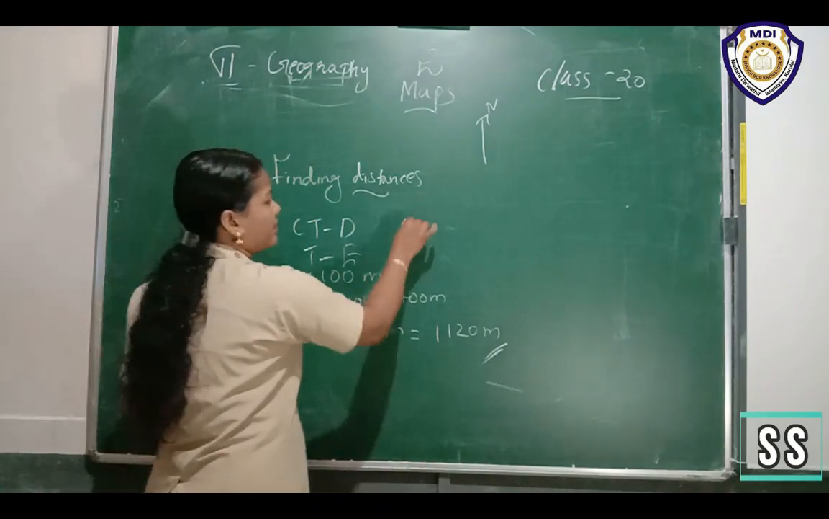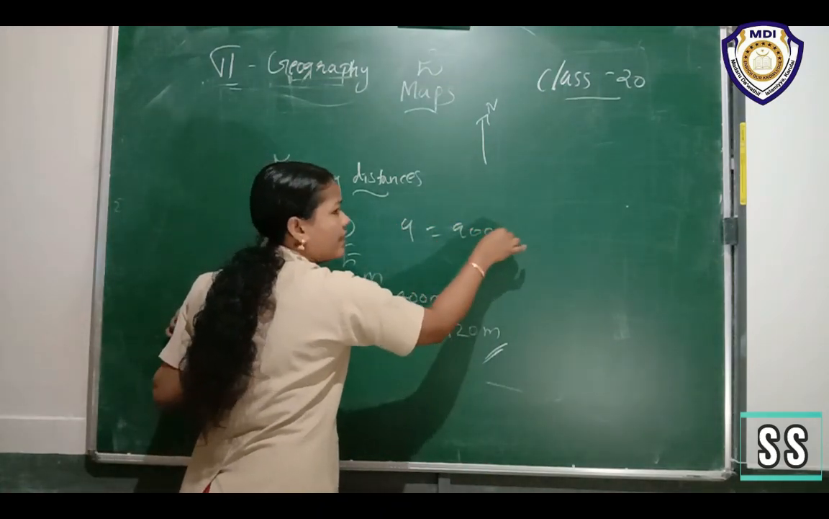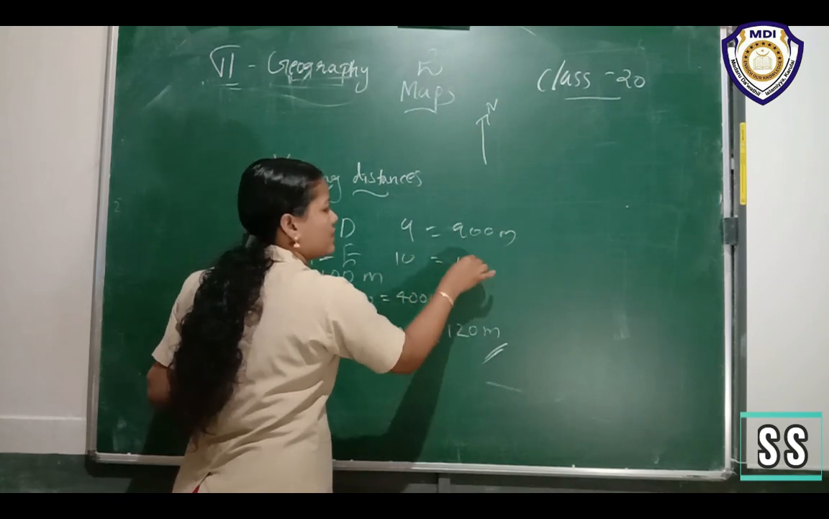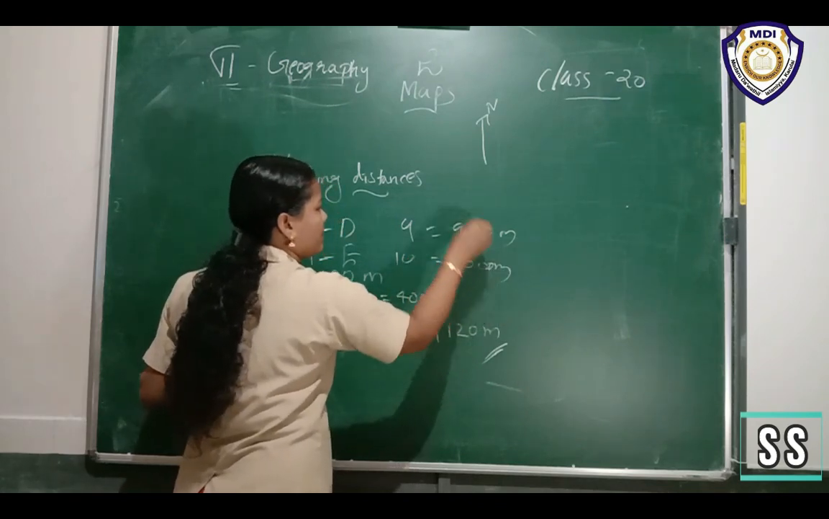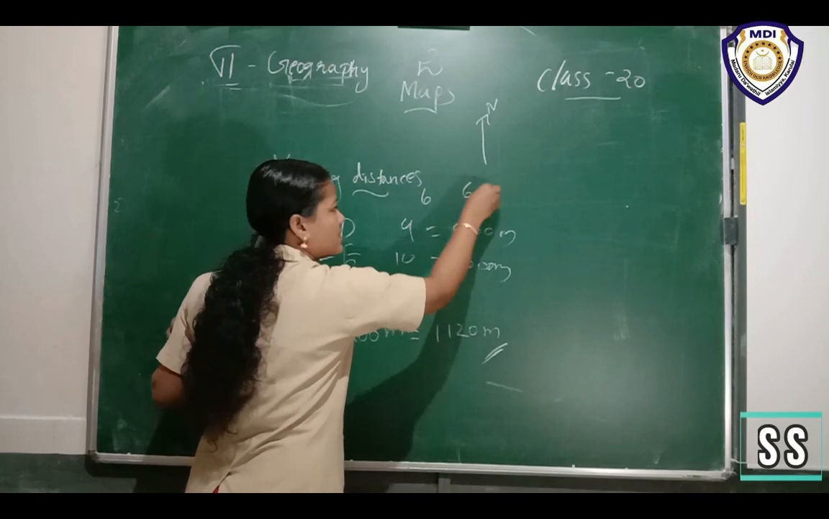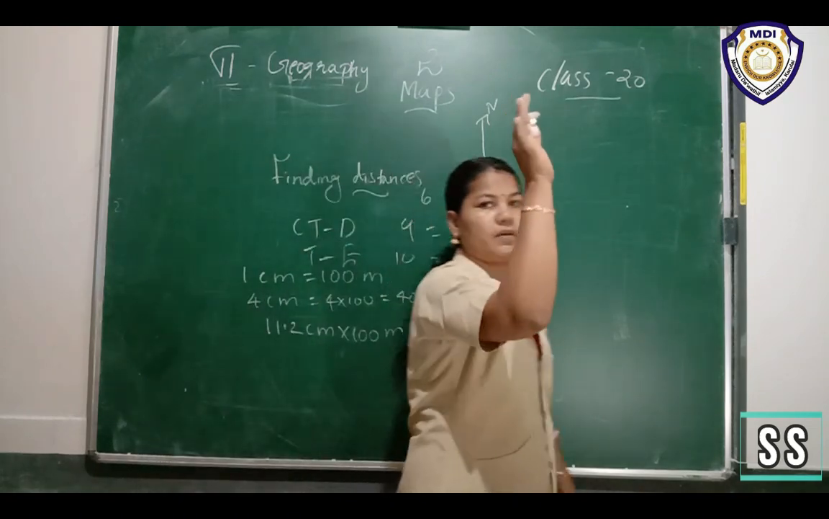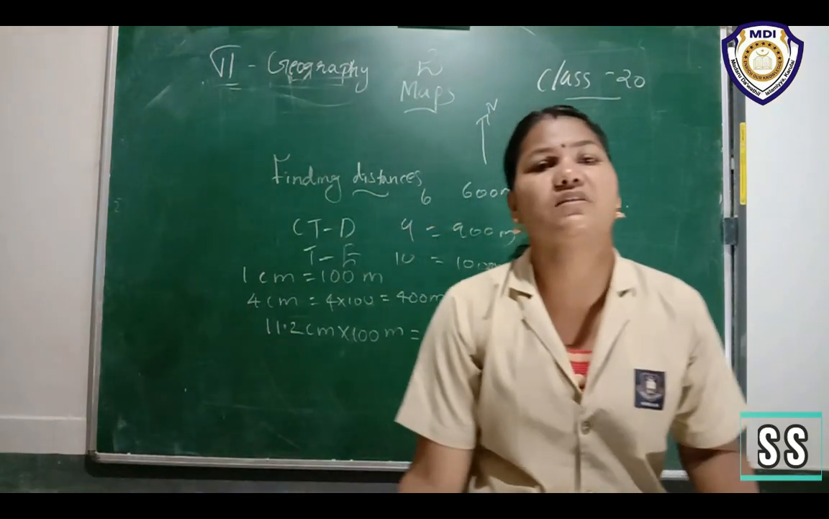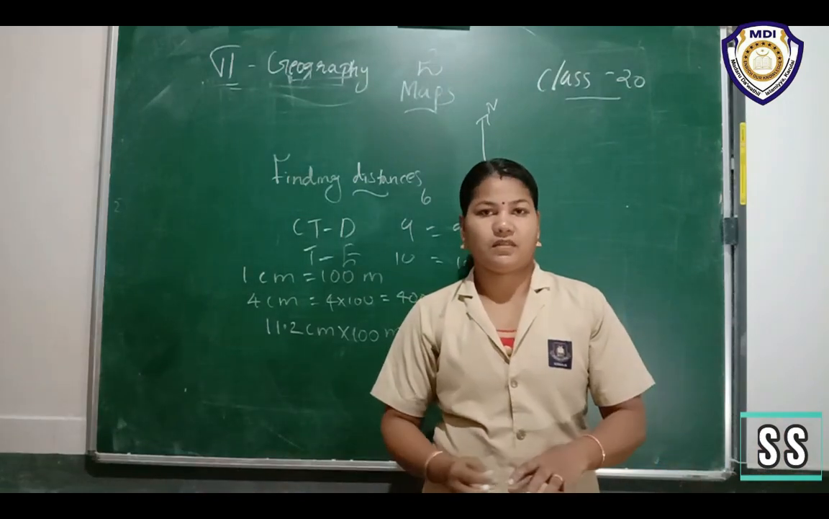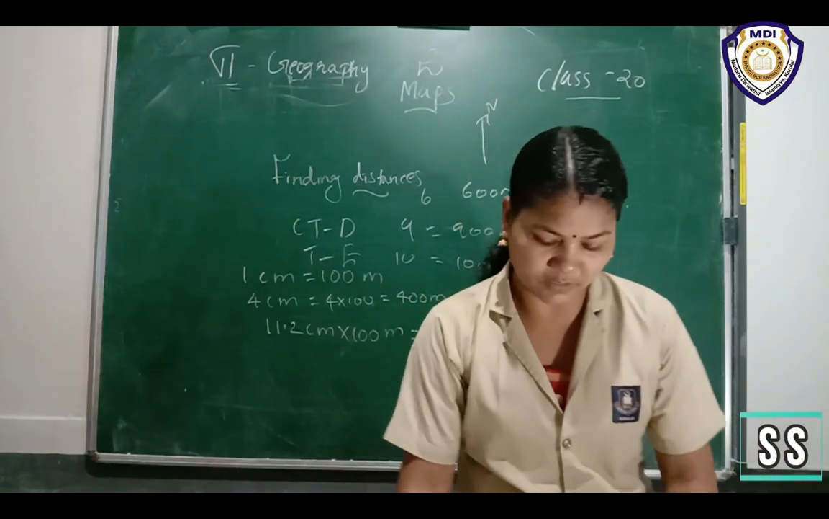Here 9 centimeters. What is our answer? 900 meters. 10 centimeters, 1000 meters. 6 centimeters, 600 meters. 5 centimeters, 500 meters. 2 centimeters, 200 meters. 1.5 centimeters, 150 meters. Is it clear? Okay.